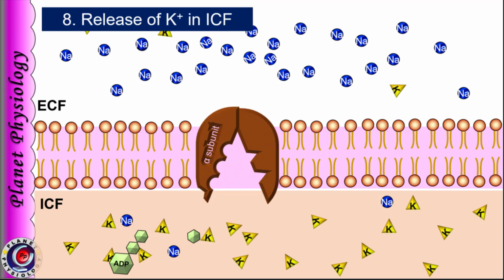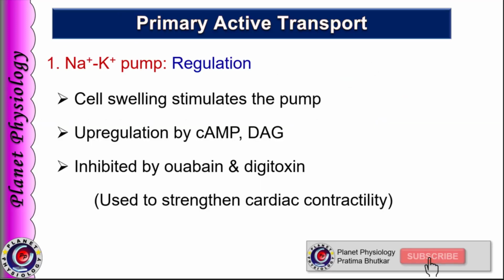Okay, now let us study how this activity of sodium-potassium pump is regulated. Whenever there is swelling of the cell, it stimulates the pump automatically. Second messengers like cyclic AMP and diacylglycerol upregulate sodium-potassium pumps, and hence the hormones acting via these two second messengers increase their number and hence the activity. Sodium-potassium pumps are inhibited by ouabain and digitoxin. Digitoxin is used to strengthen the cardiac muscle contractility. It binds at the ouabain binding site.